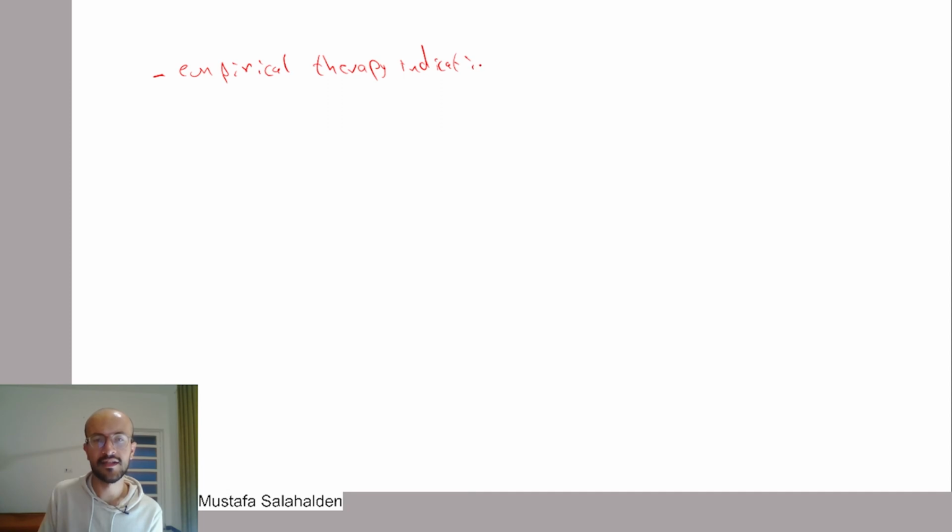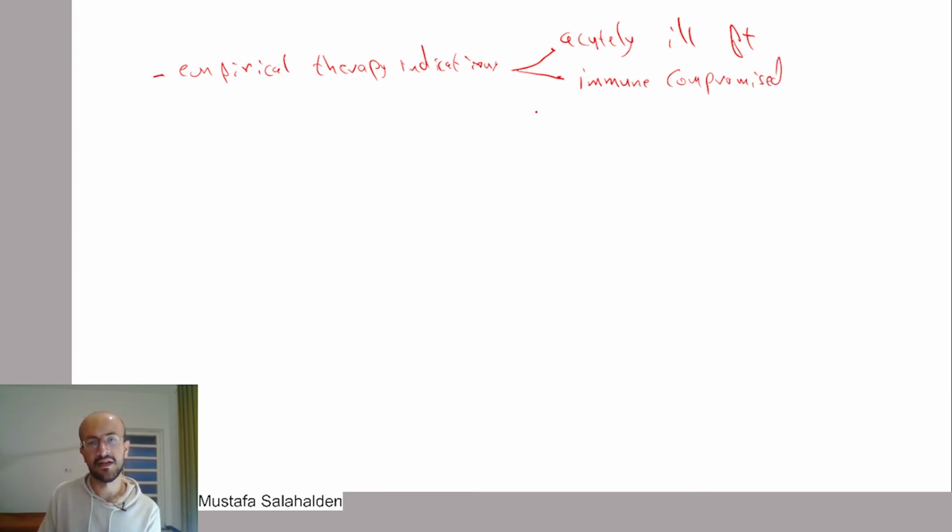We give empirical therapy in acutely ill patients, because we can't wait for 2 to 3 days because the patients are acutely ill and they might die during that time. We also give empirical therapy in patients who are immunocompromised. Their white blood cell count is less than 5,000, so you consider giving them empirical therapy because they are more liable to infections and they don't develop infection symptoms like fever until the infection is complicated and it is hard to treat.